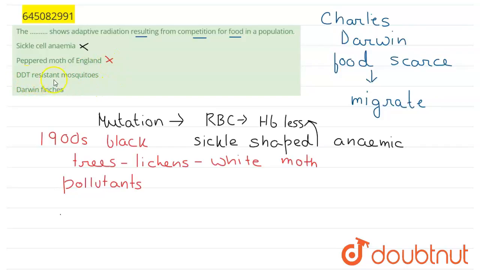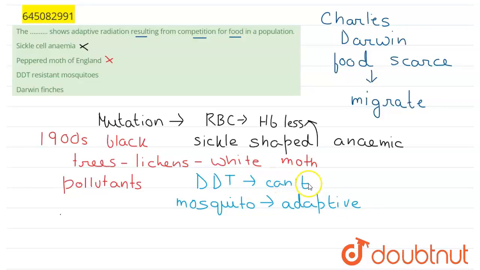Coming to the third option, DDT resistant mosquitoes. Sometimes mosquitoes become DDT resistant, meaning that DDT, the insecticide that is spread to kill the mosquitoes, no longer works. When the mosquitoes are exposed to DDT for a long period of time, sometimes they develop adaptive features and become resistant to it. So DDT cannot kill the mosquitoes, but this option is not related to competition in food. So this is also a wrong option here.